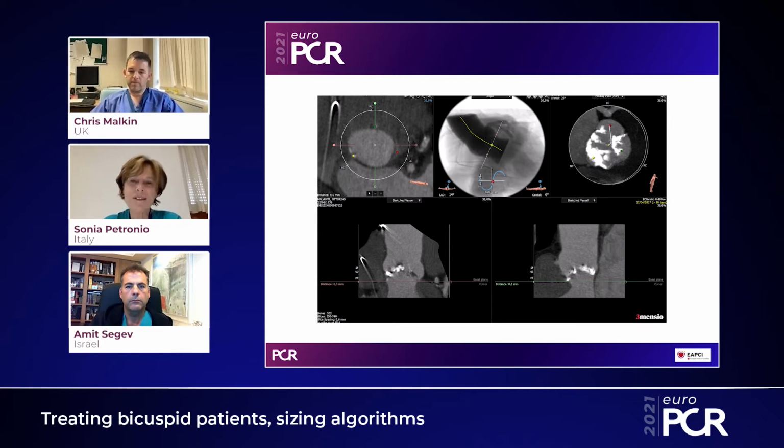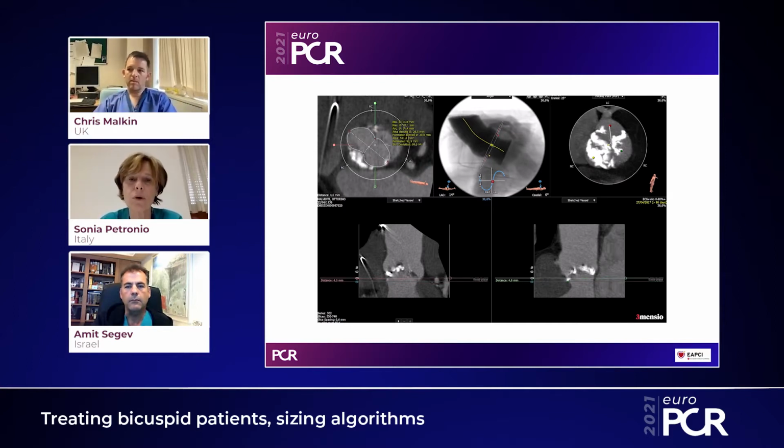Thank you, Chris. Yes, sizing in bicuspid is a very intriguing subject, and it is very important to understand exactly what you are going to see if you scroll up and down a CT like this one. This is an example of a patient where you can see on one side the amount of calcium, which is very typical of bicuspid, and the calcium distribution is also very important. It can be on one side, or it can be all over the place, like in this example.